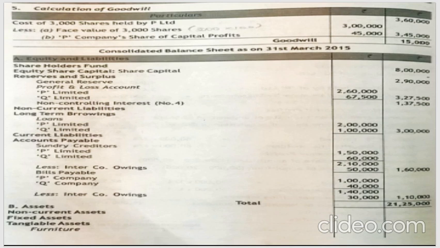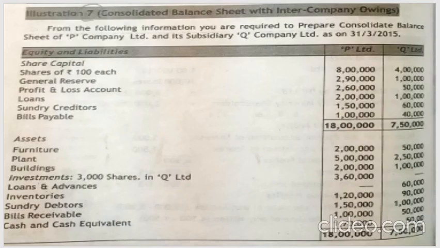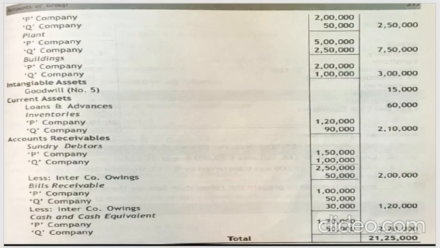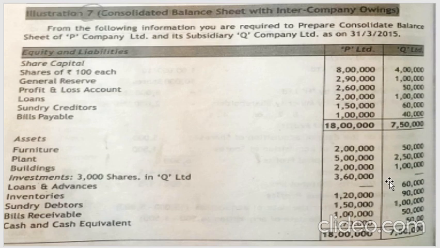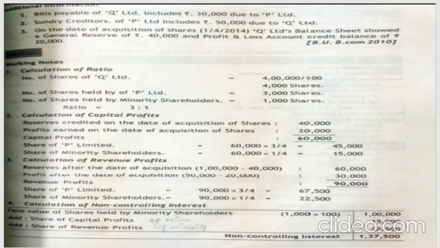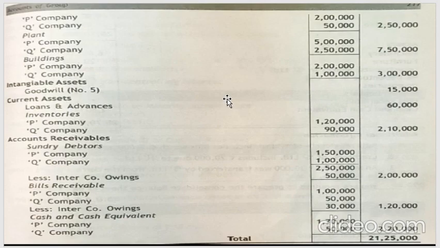Next is your assets calculation. In your assets, we have non-current assets, that is your fixed assets, tangible and intangible. We will be having furniture, plant and buildings, for P and Q. Furniture for P and Q is 2,50,000. Plant for P and Q is 5 lakh plus 2,50,000 as per the question, which will give you a total of 7,50,000. Then for buildings, it is 2 lakh plus 1 lakh, which will give you 3 lakh. Next, intangible assets: we have goodwill as per working note 5, which is 15,000, so we will be taking 15,000.